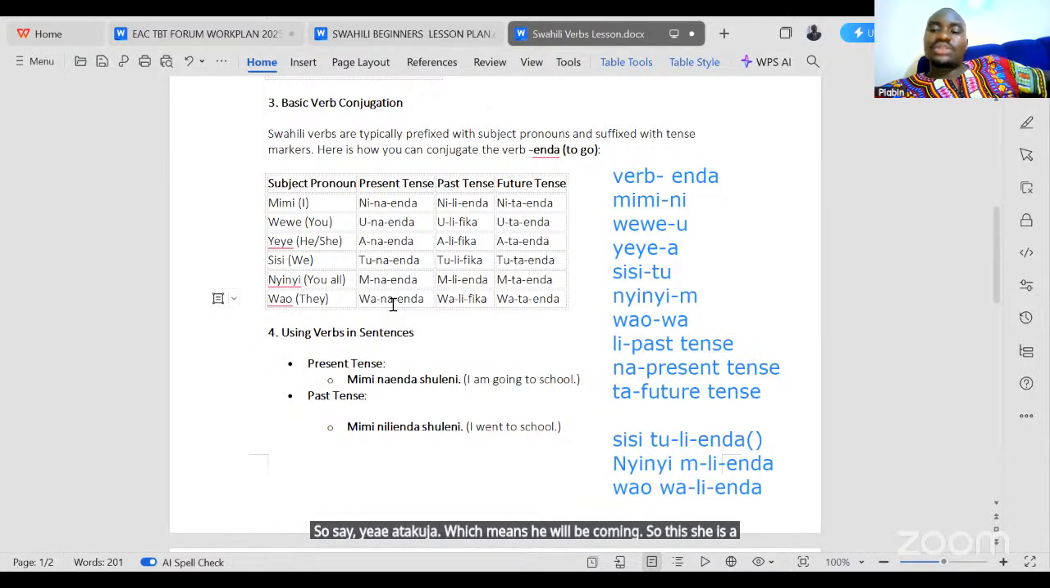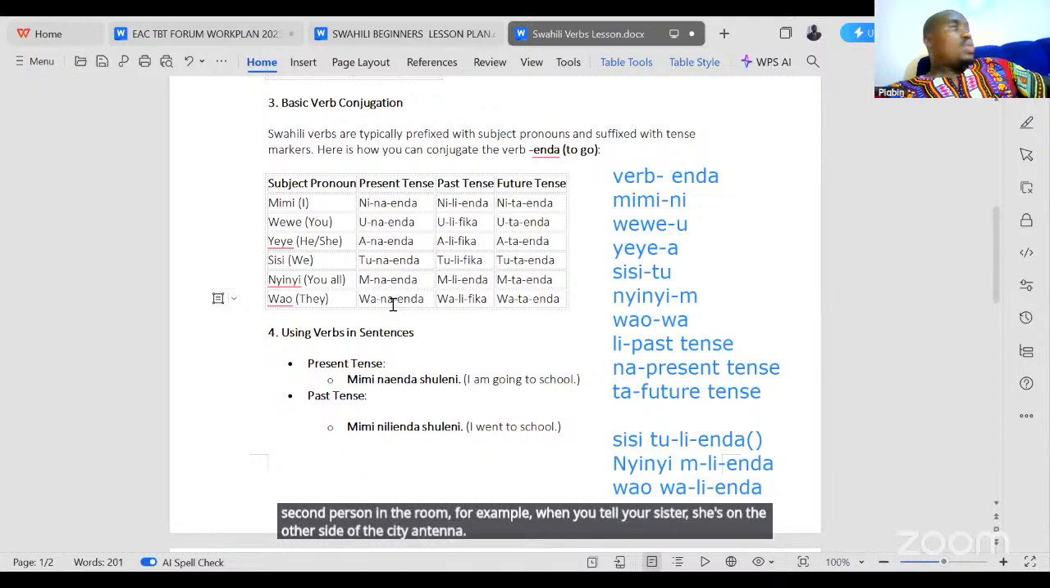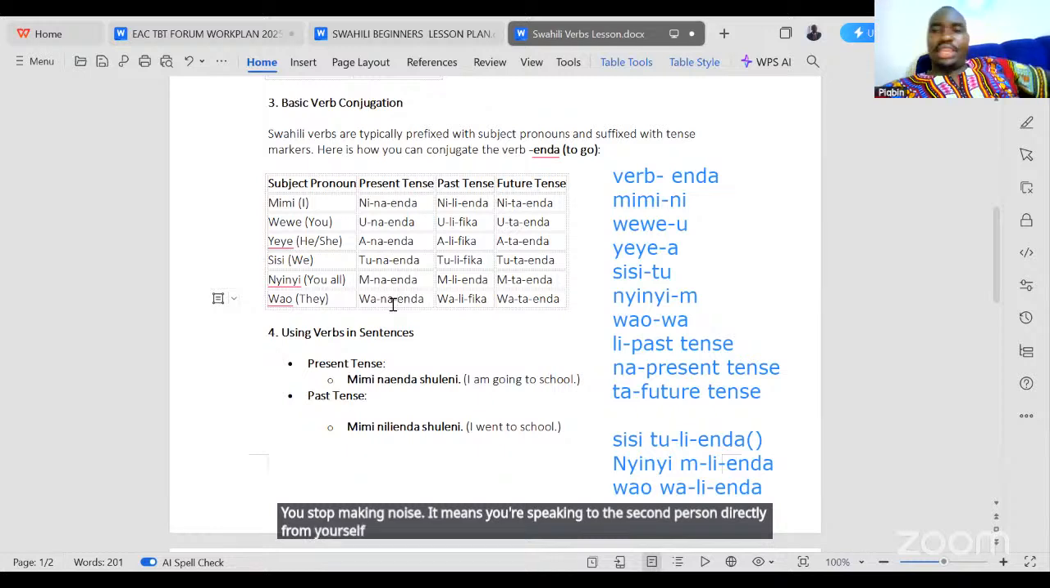It's not the second person in the room, it's the third person. The second person in the room, for example, your sister on the other side of the seat, you will tell her, you stop making noise. It means you're speaking to the second person directly from yourself. You stop making noise.